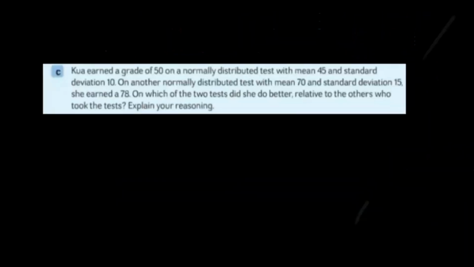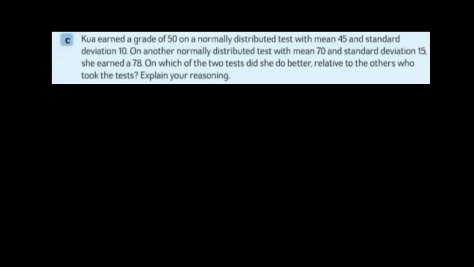So let's move on to the problem here. I think it'll make a lot more sense once I display this on the problem. Let's pick a different color. Let's just use that light green. All right, so Kua earned a grade of 50 on a normally distributed test, with a mean of 45 and a standard deviation of 10. On another normally distributed test with mean 70 and standard deviation 15, she earned a 78. On which of the two tests did she do better relative to the others who took the test?